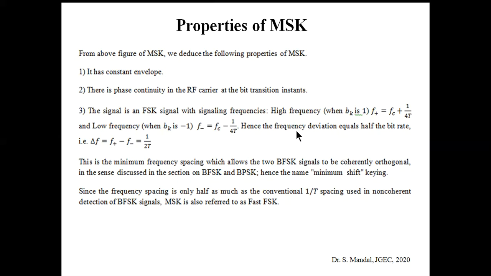The corresponding frequency deviation equals half of the bit rate. That means delta f equals f plus minus f minus, which is nothing but 1/2T. This is the minimum frequency spacing or deviation which allows the two BFSK signals to be coherently orthogonal, in the sense discussed in the section on BFSK and BPSK. Hence the name minimum shift keying. A minimum shift of 1/2T is required to create the MSK signal. Moreover, MSK is also referred to as fast FSK.